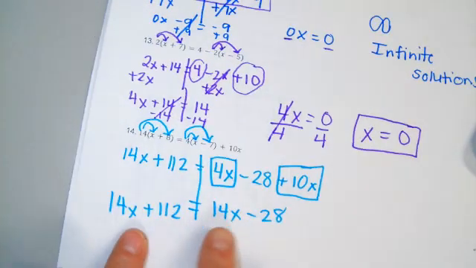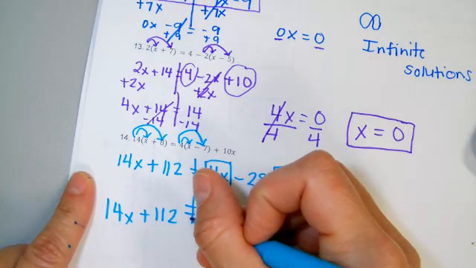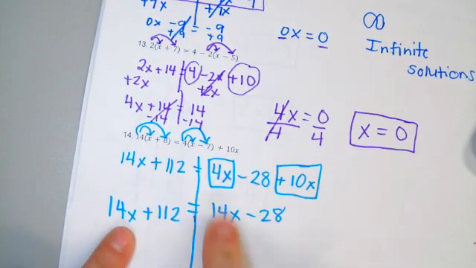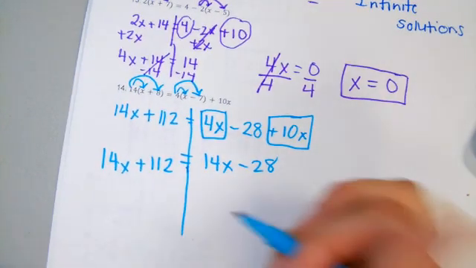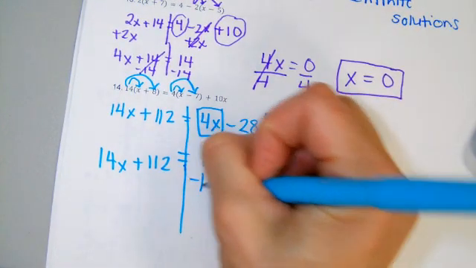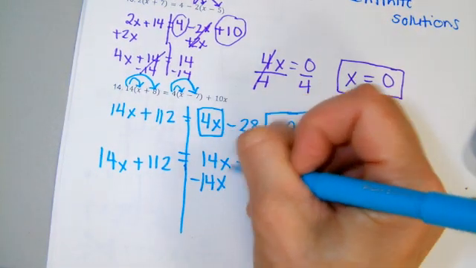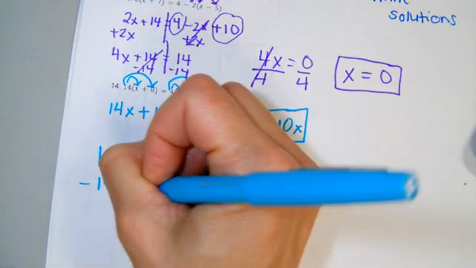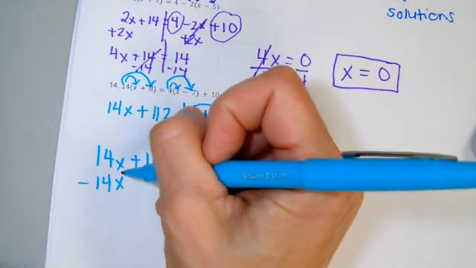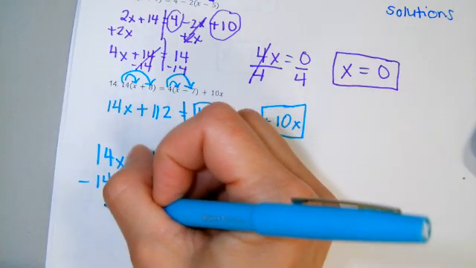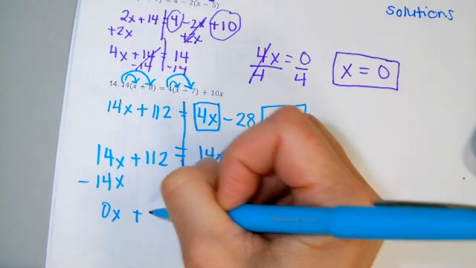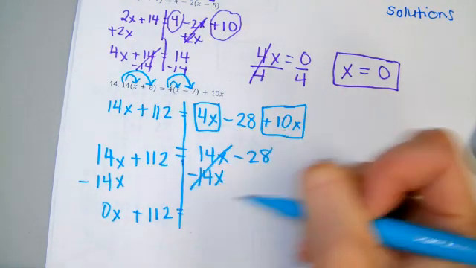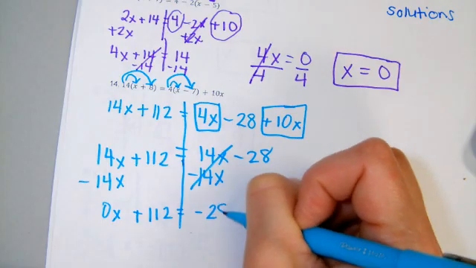Okay, we still have too many terms, but now we have an x on both sides, which indicates I need to cancel one of them out. I'm going to choose to cancel the one on the right, so that crosses out. And the one on the left, I'm going to add together. So 14x minus 14x is 0x plus 112 equals, now I bring down negative 28.